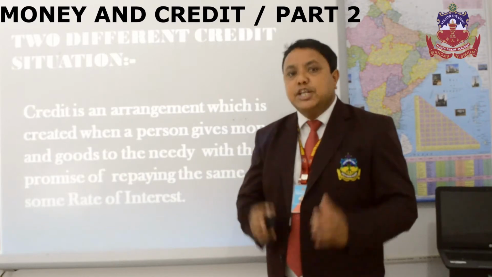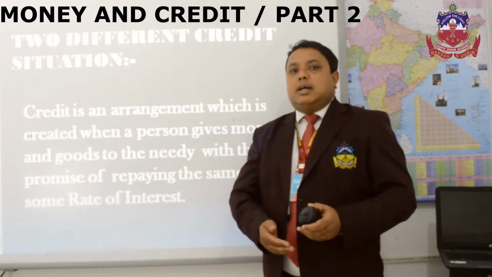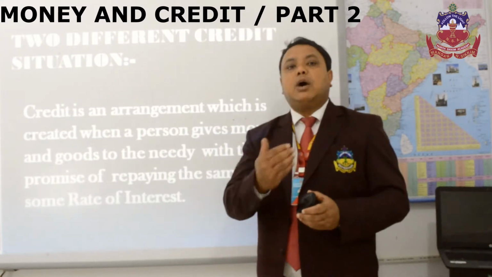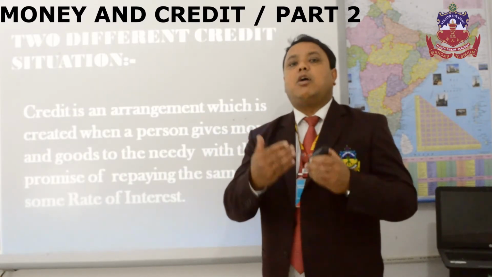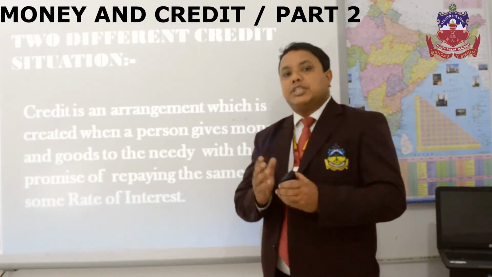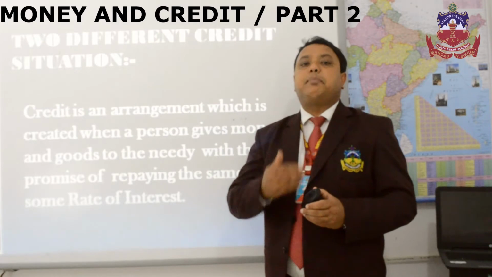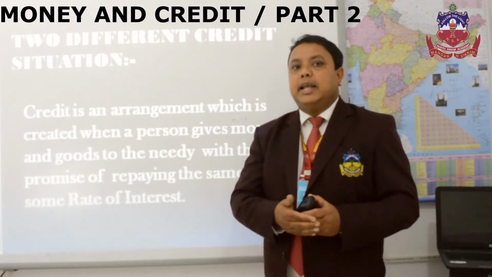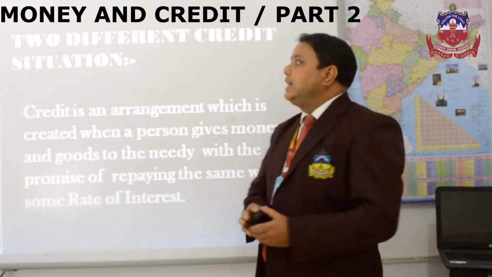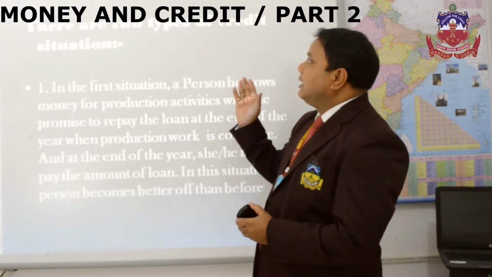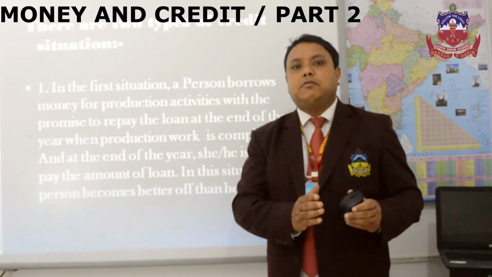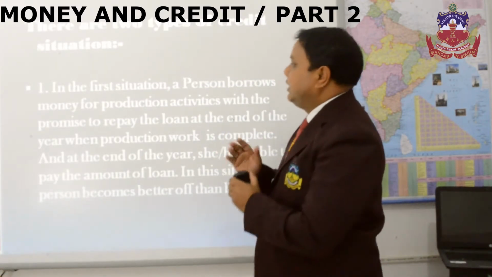So it is an arrangement between the borrower and the lender, in which the lender gives money to the borrower who is in need of money, and the borrower promises to repay the loan or the credit in due course of time with some additional interest. And this situation, the situation of credit, creates two different kinds of contexts or situations.